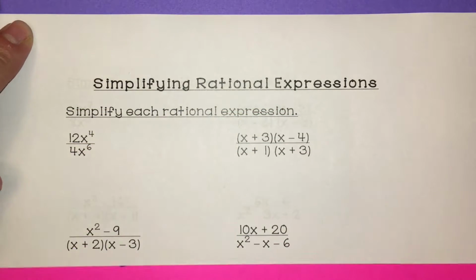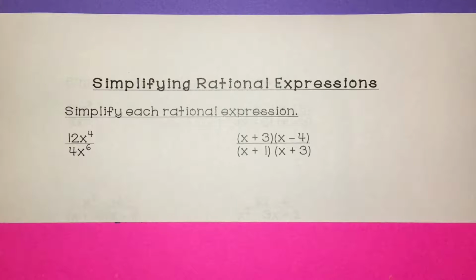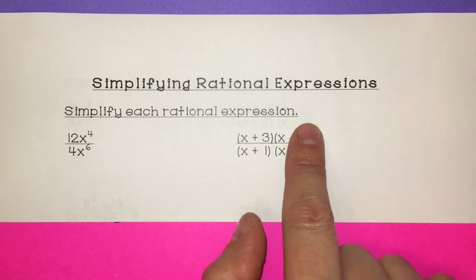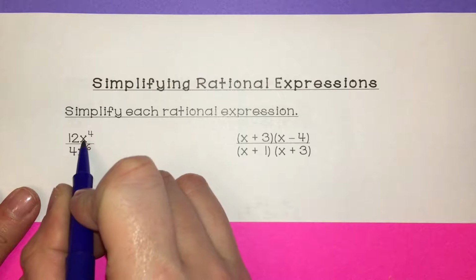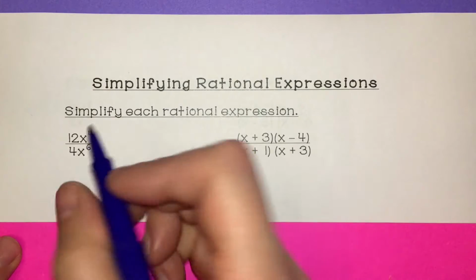This video is on simplifying rational expressions. So we're going to simplify each of these expressions. I'm going to start with a simpler one and explain the process, which will help with more complicated rational expressions. So here I have 12x to the 4th divided by 4x to the 6th.